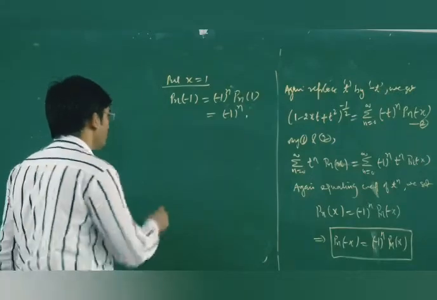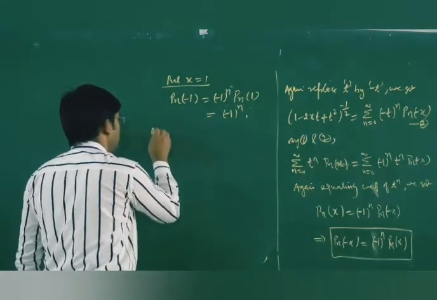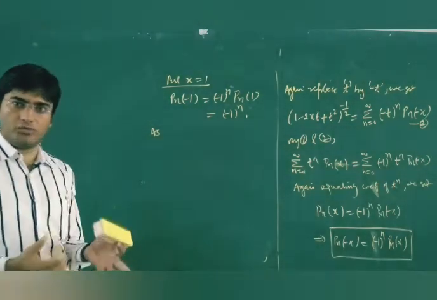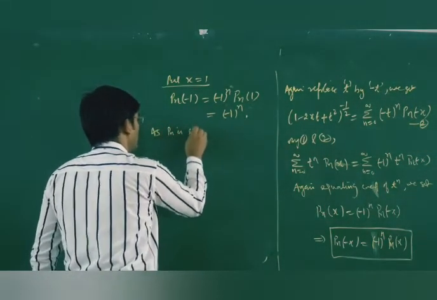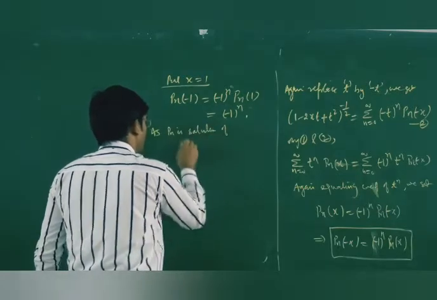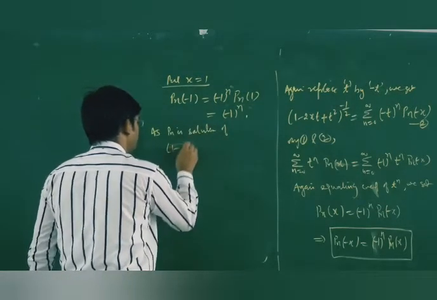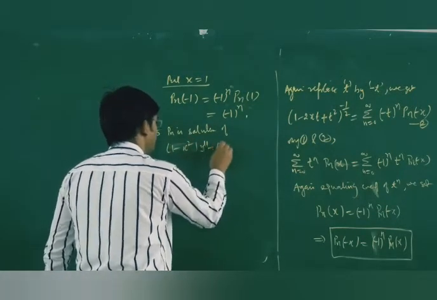Now coming to the fourth part, as the Legendre polynomial is a solution of the Legendre differential equation, as Pn is a solution of this differential equation, it must satisfy this one.